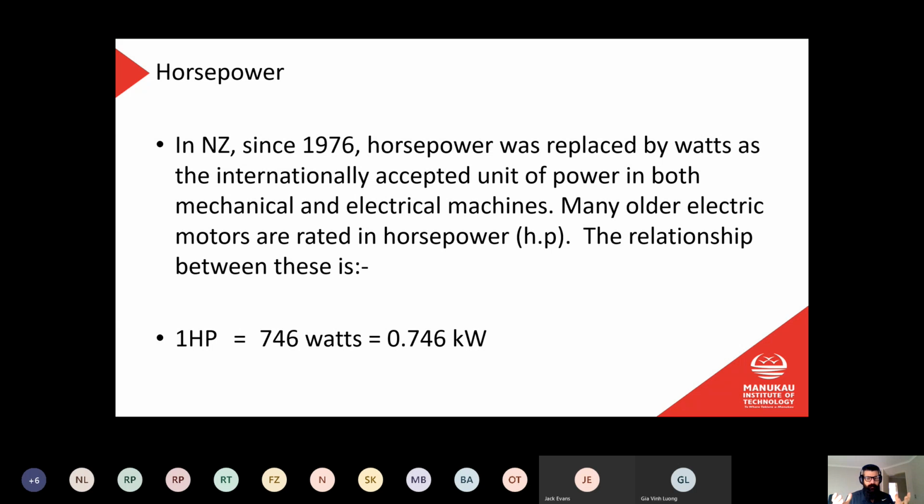If I'm sitting there looking at 2 motors, and this one says 1 horsepower, and my new motor says 0.5 kilowatts, I need to know, is that bigger, smaller, the same? How does it work? There is a question on this in the test, and it's a simple conversion.